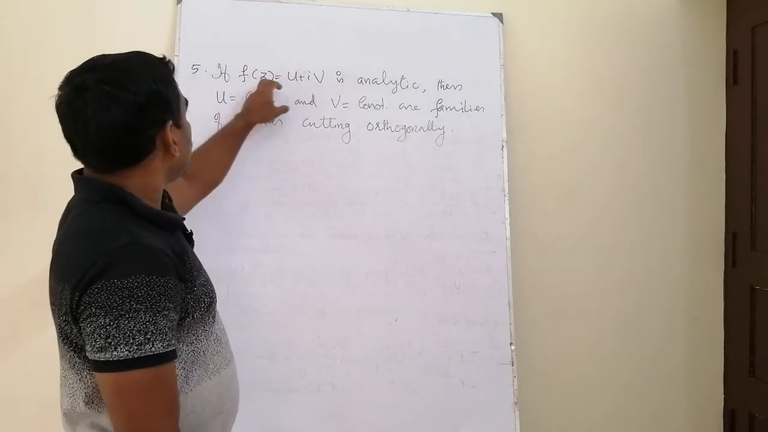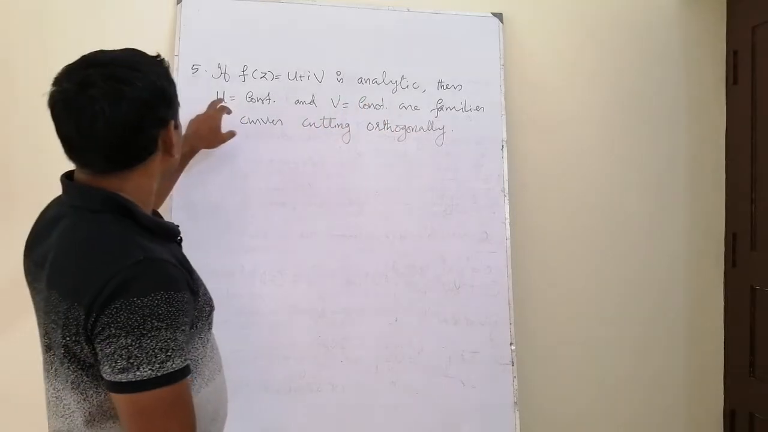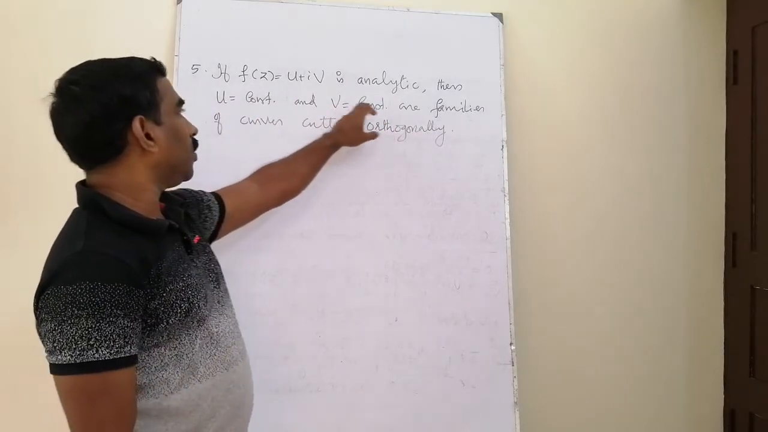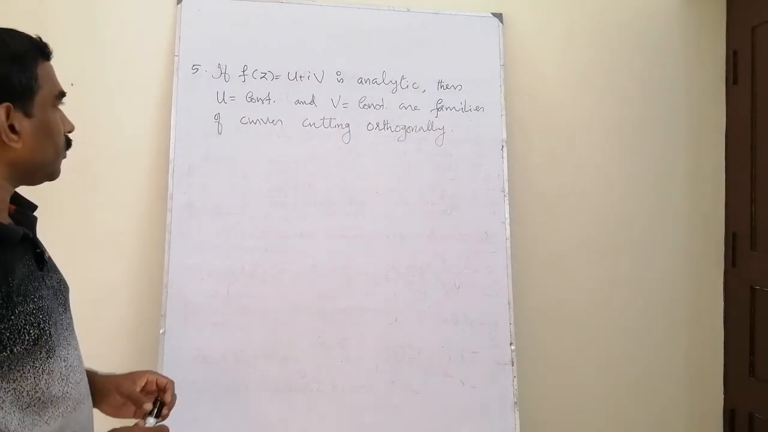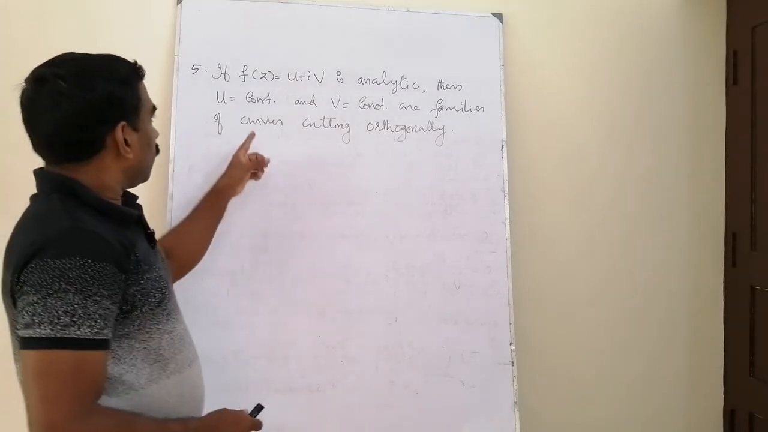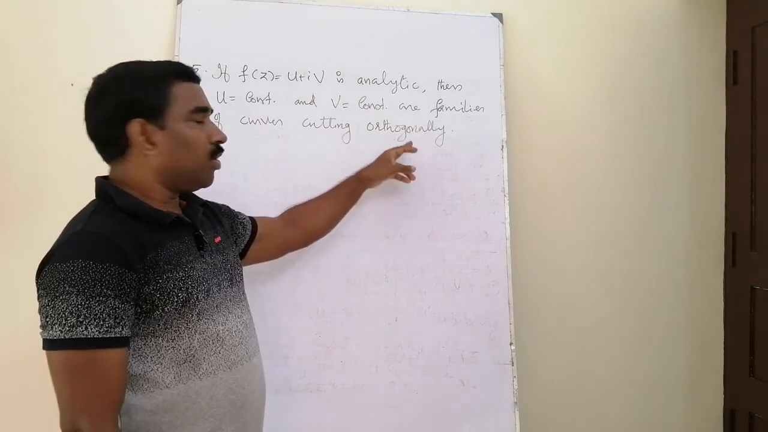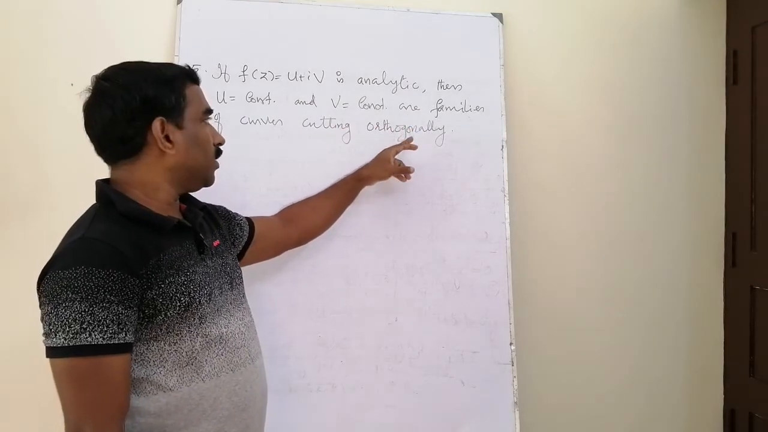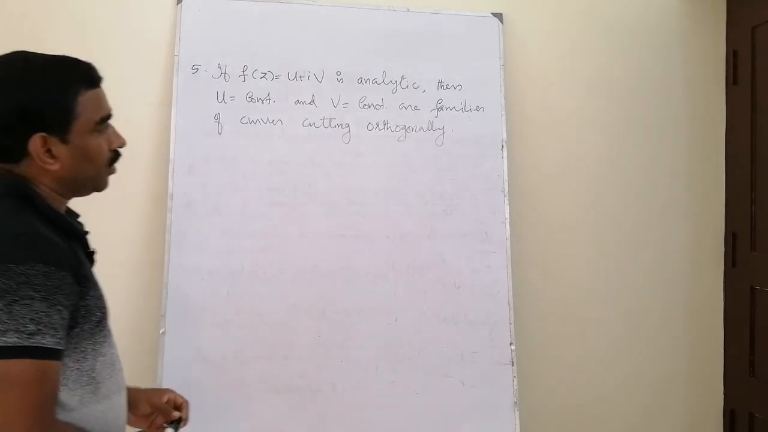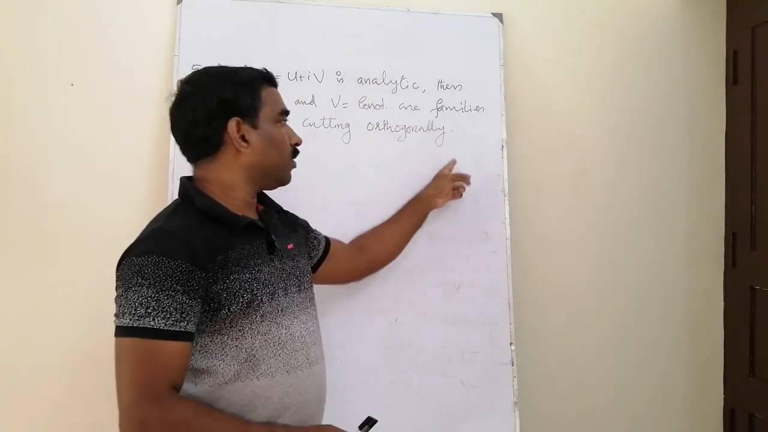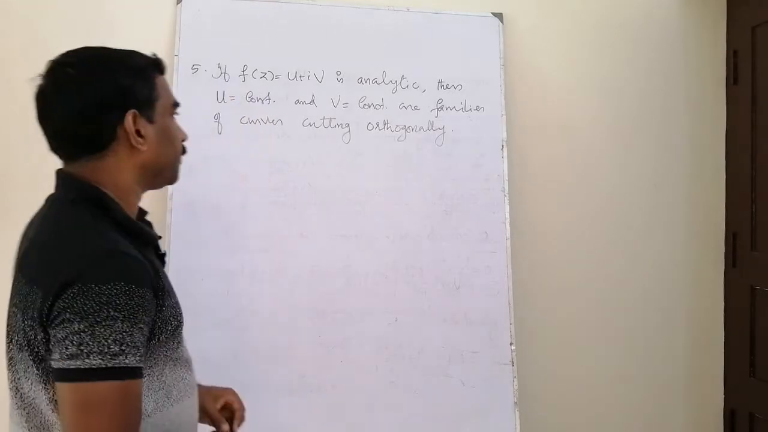Fifth property: if f(z) is equal to u plus iv is analytic, then u equal to constant and v equal to constant are families of curves cutting orthogonally. Curves cutting orthogonally means if we draw the tangents at their point of intersection, the tangents are perpendicular to each other, and we are checking the perpendicularity condition for two straight lines.